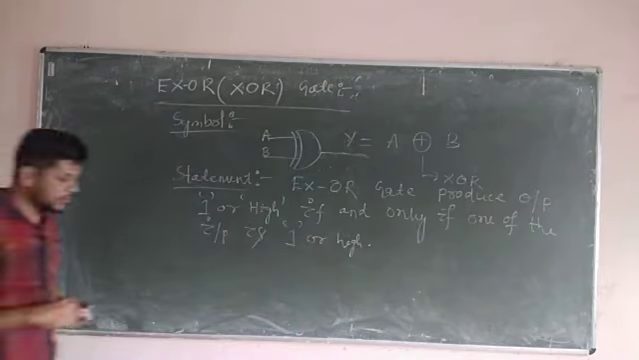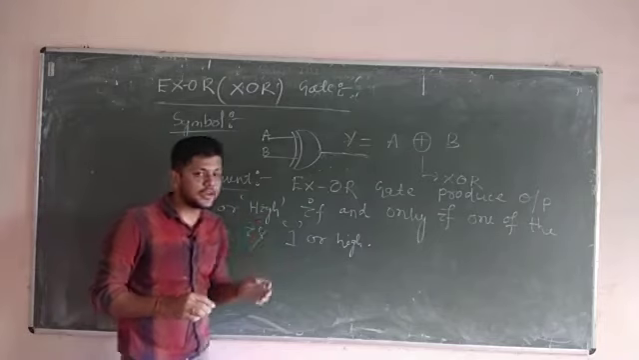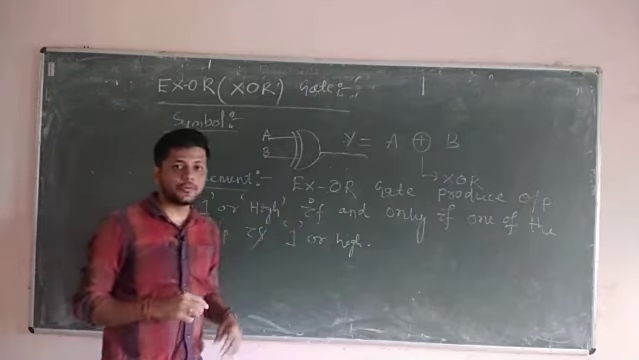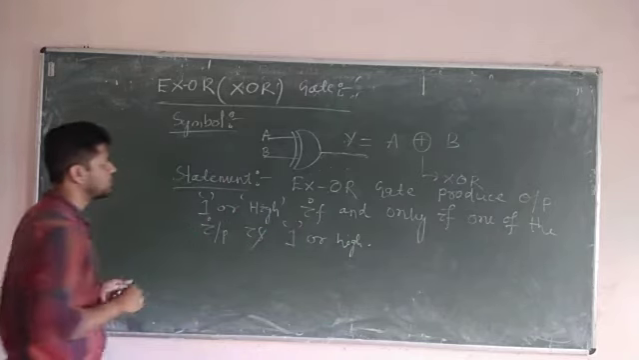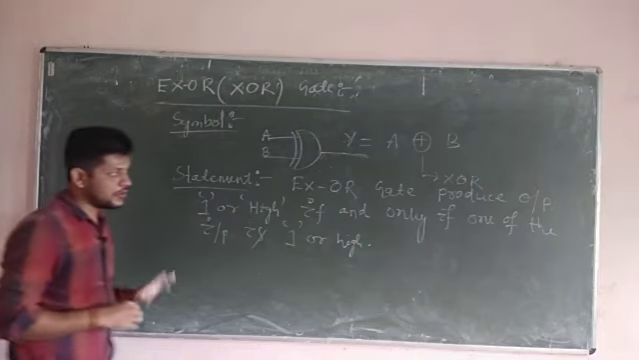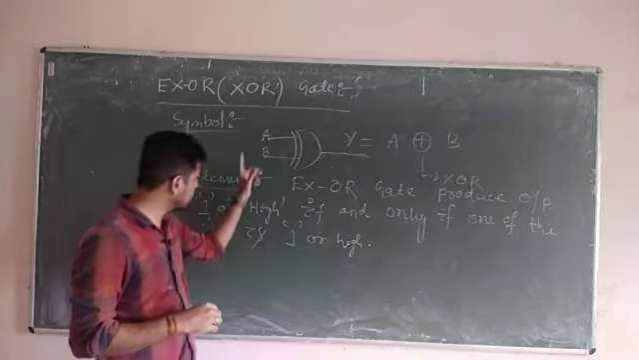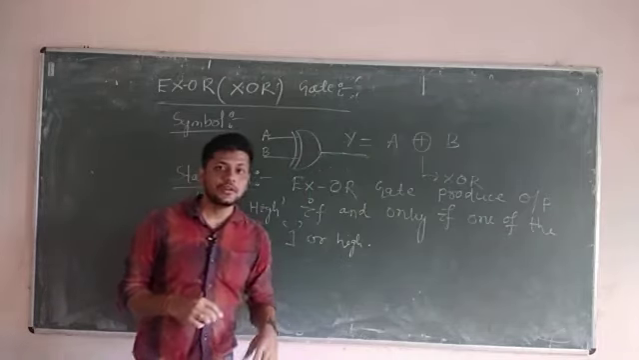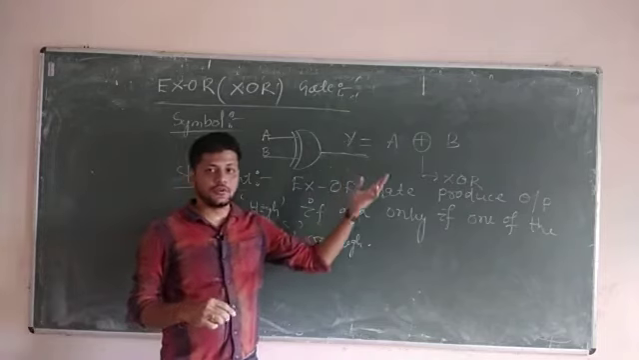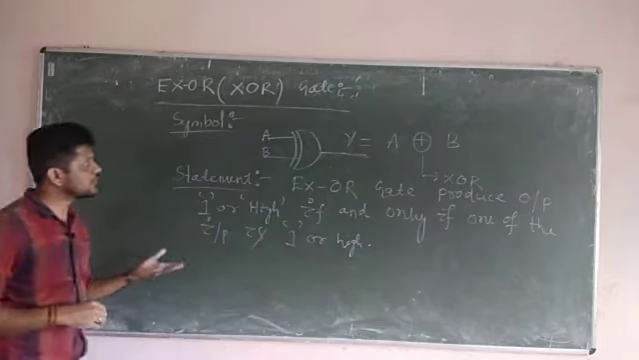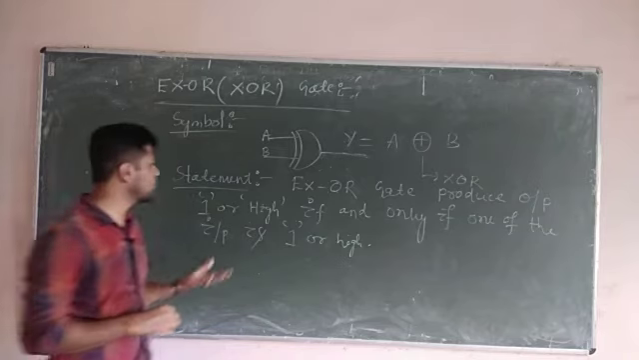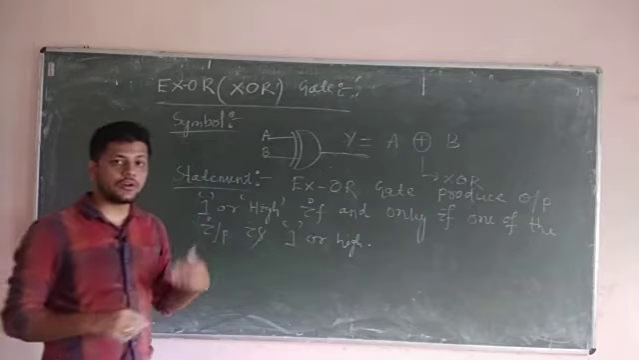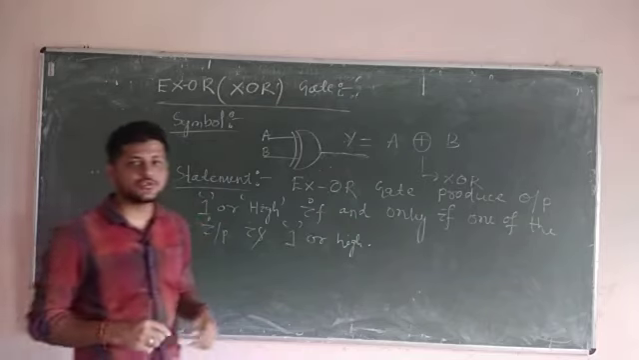That means the minimum number of inputs required for this XOR gate is 2. If one of the inputs is 1, the XOR gate output will be equal to 1. If one of the inputs is 1, not both inputs, the other must be equal to 0, then only the output of the XOR gate is equal to 1. So remember this statement: XOR gate produces output 1 or high if and only if one of the inputs is 1 or high and the other one must be 0.